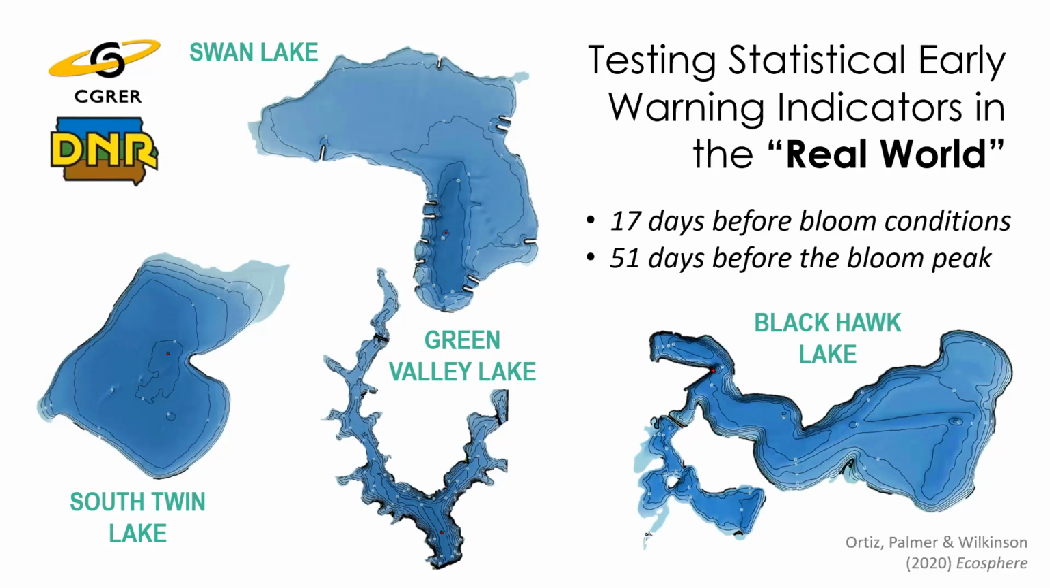And what he found was that prior to the onset of bloom conditions, he saw those early warning statistics firing off 17 days beforehand on average. And before the peak or the worst part of the bloom, 51 days beforehand, he saw those early warnings, the rise in variance and rise in autocorrelation firing off, even in these very messy and very spatially heterogeneous ecosystems.